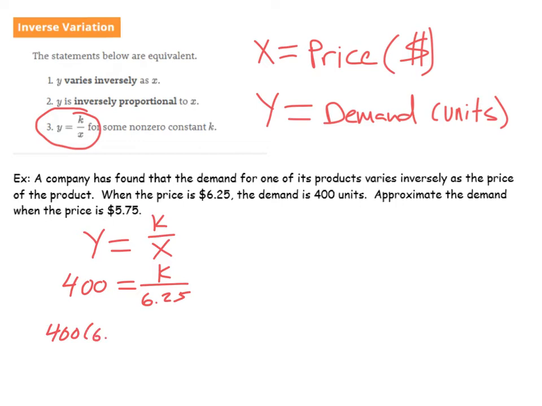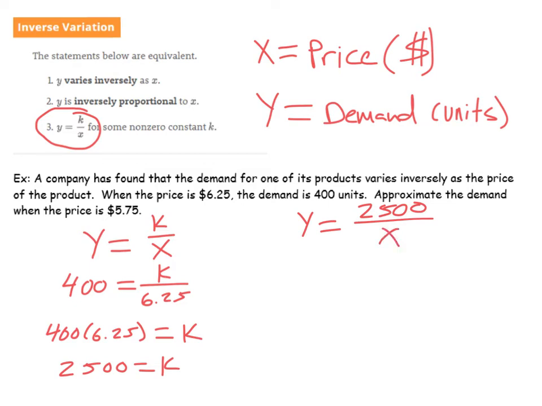Again, K is not too bad to solve for. Multiply both sides by 6.25. And there's the missing piece to our model: K is 2,500, which leads me right back up here. For any other situation where I want to look at price and demand for this product, I can use that function, y equals 2,500 over x.